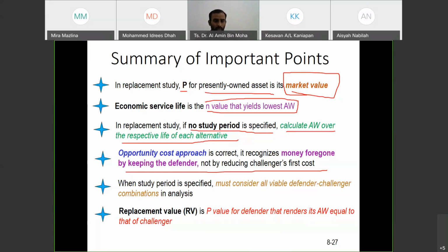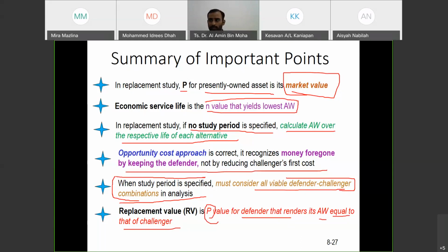When a study period is specified, we must consider all viable defender-challenger combinations in the analysis, like the one we saw just now. When they specify the study period, we consider all the options for defender and challenger. And finally, the replacement value is the P value for the defender that makes the AW of the defender equal to the challenger. So I think that's all for the session.